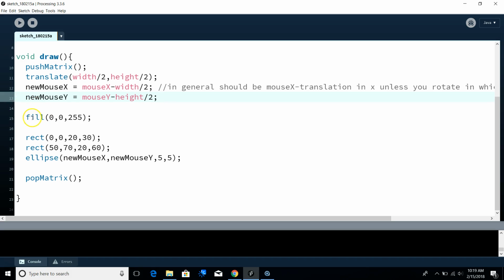Okay, and then I have setting the fill to blue, and then I have a couple rectangles. One's at the origin, and it's 20 by 30, and the other one's at 50, 70, and it's kind of long and narrow. And then I have ellipses that are following my mouse around. Pretty good with this? And then I'm putting the original coordinate system back. The push matrix and pop matrix are not necessary in this.